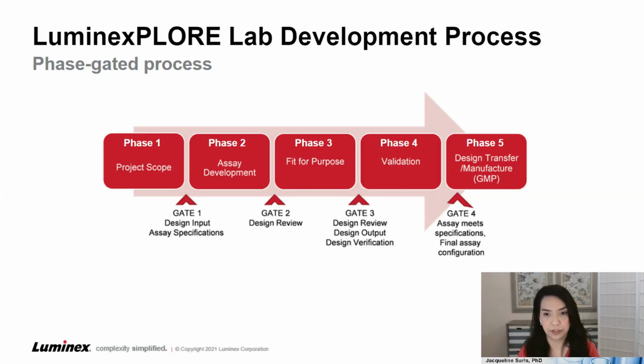Then we'll do a design review. We get to phase 3, we'll do a fit for purpose. Then we'll have a stage gate and do another design review. Make sure all the design outputs met the design input and do a design verification. Then we'll enter validation and enter another gate review, and then make sure that the assay meets your specifications.